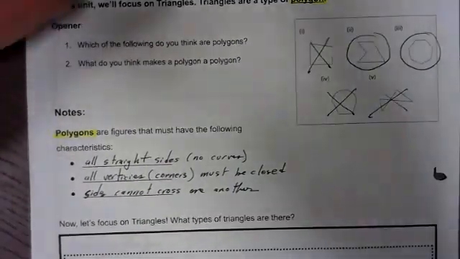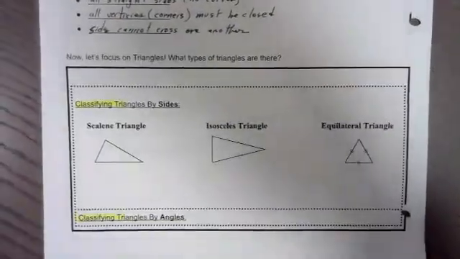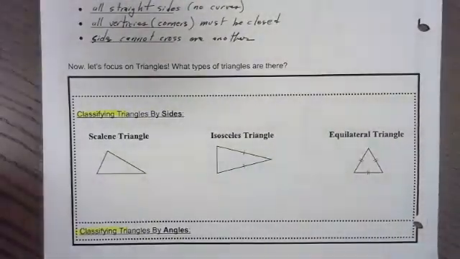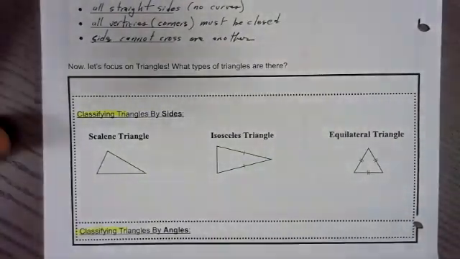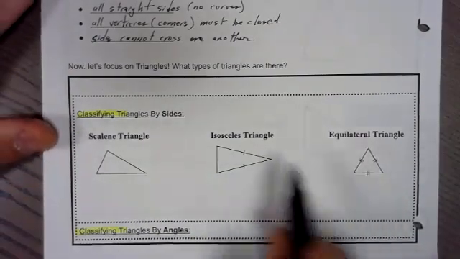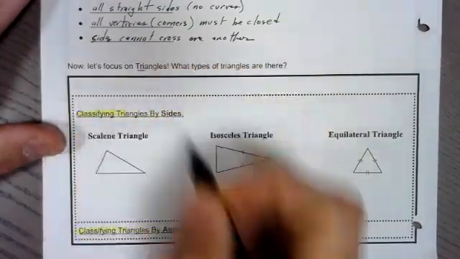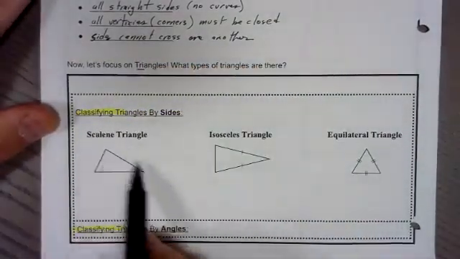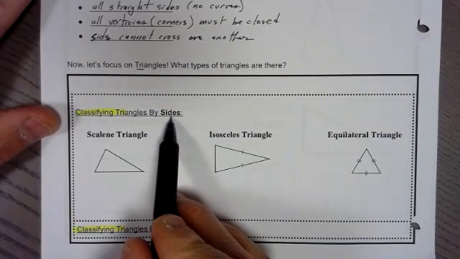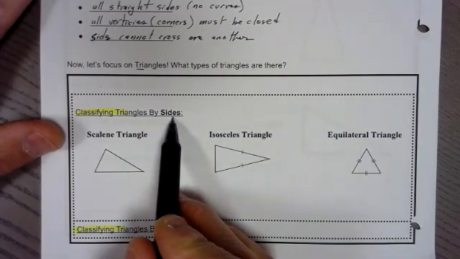All right, so now let's go ahead and focus on triangles. Well, we know what triangles are. Triangles are 3-sided polygons. They can only have 3 sides because tri means 3. Tri, that root means 3. So first thing we're going to do is we're going to classify triangles by sides. So the first thing we're going to do is worry about the sides.